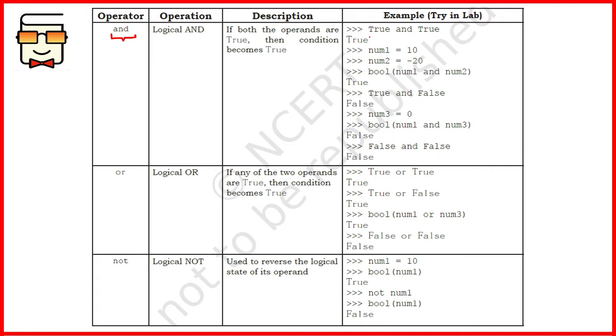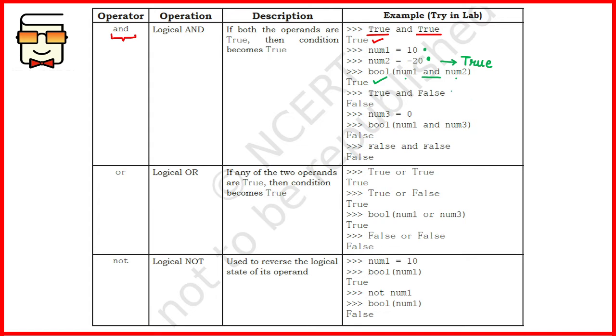Okay, so let's see here. True and True, that means both the values are true. These are Boolean values, therefore the result of the logical and operator is true. Now in the second example, we use two variables, num1 which is assigned the value 10 and num2 assigned the value minus 20. Though this is a negative value, it is still a logically true value. So when you perform the logical and operation between num1 and num2, you get the answer as Boolean true.